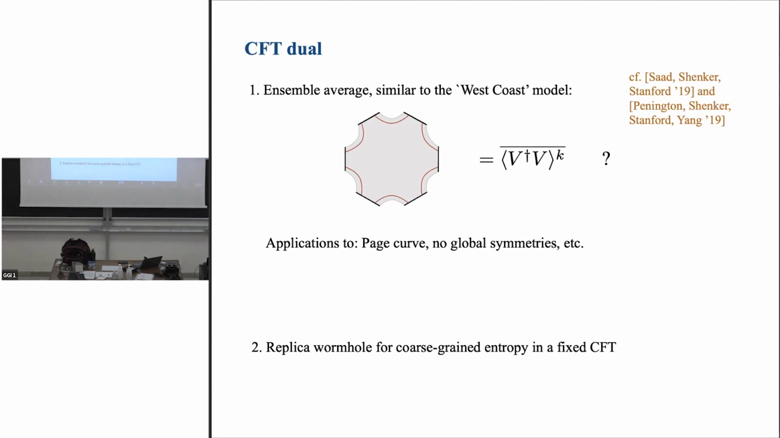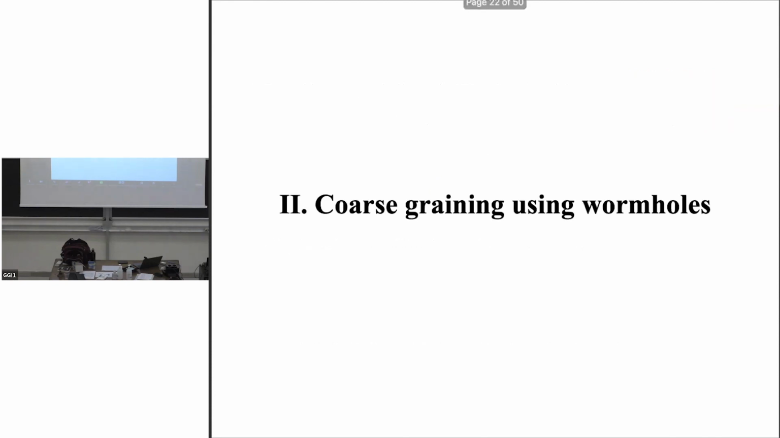The other way of stating the duality basically boils down to the statement that we can think of this wormhole that I've described as a replica wormhole, replica manifold for coarse-grained entropy in a fixed CFT. That's what I'm going to focus on for the rest of the talk. So I want to explain how we think about these wormholes as arising from coarse graining and what that tells us about coarse-grained states and coarse-grained entropy.